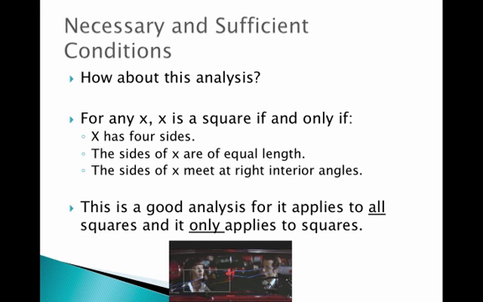All right. Well, how about this analysis of a square then? Back to the boring geometry. For any x, x is a square if and only if x has 4 sides, the sides of x are of equal length, and the sides of x meet at right interior angles. All right. I'm going to say it. This is a good analysis, for it applies to all squares, and it only applies to squares. Woo! All right.